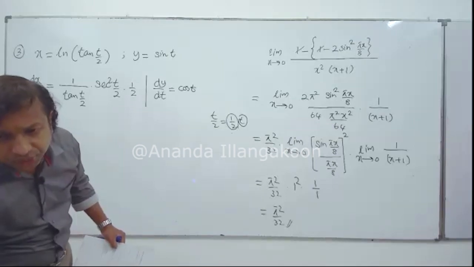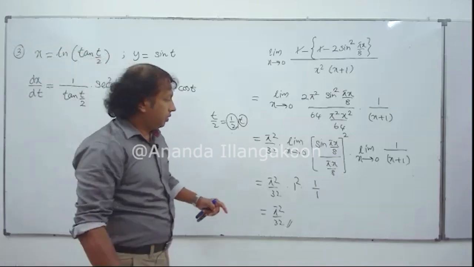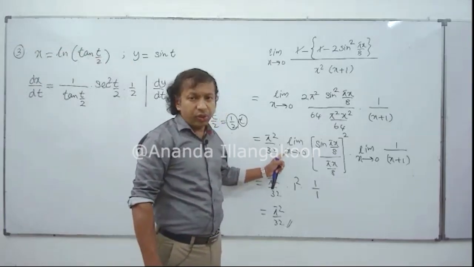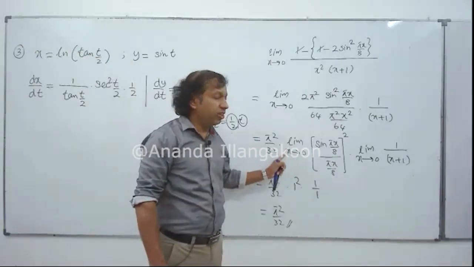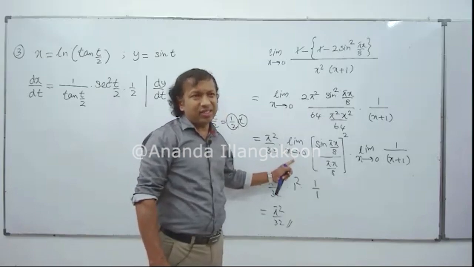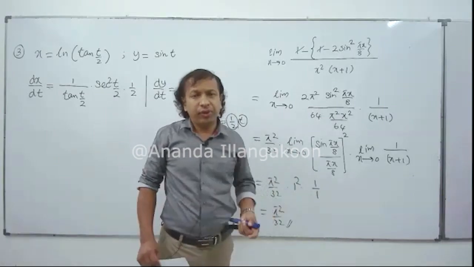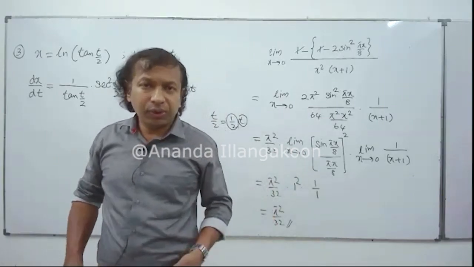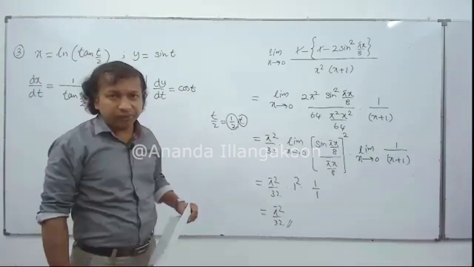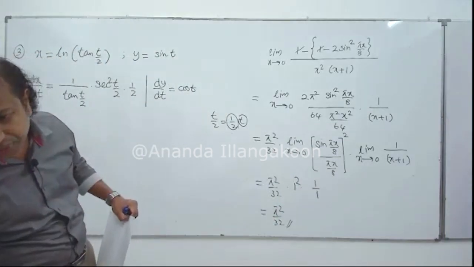The earlier question asking here: do we need to put this x → 0 as 5x by 8? No. That is not that important, because we know as x → 0, any multiple of x goes to 0. Therefore, that is not that important. Right, let's put it like that.